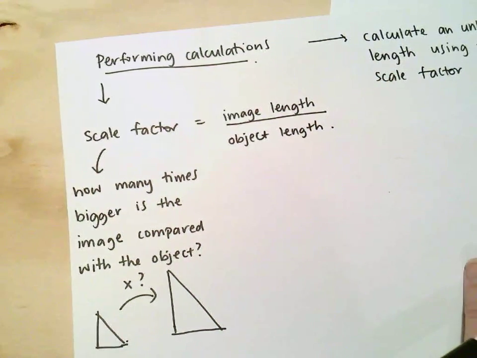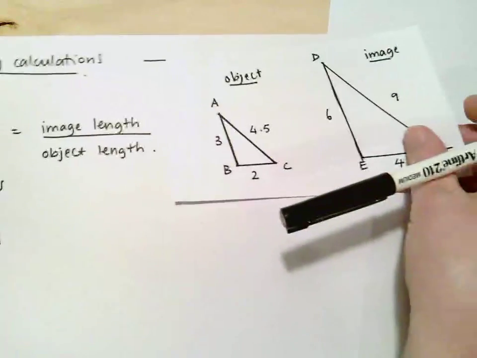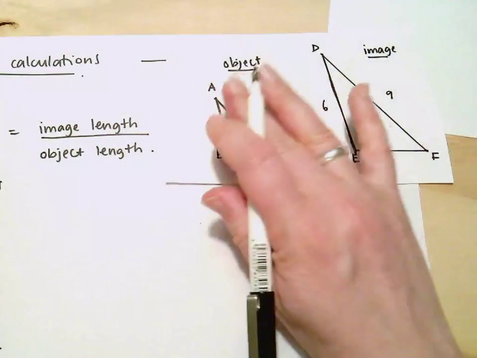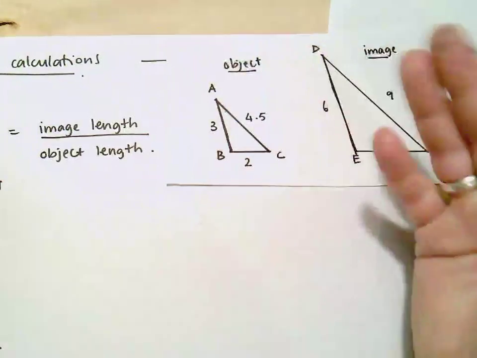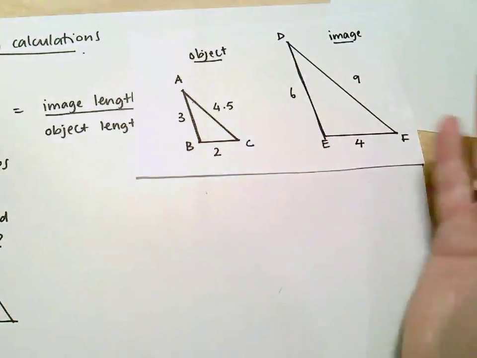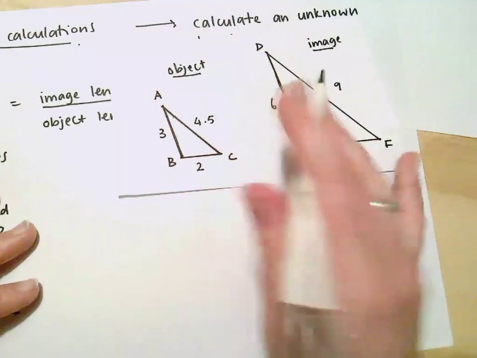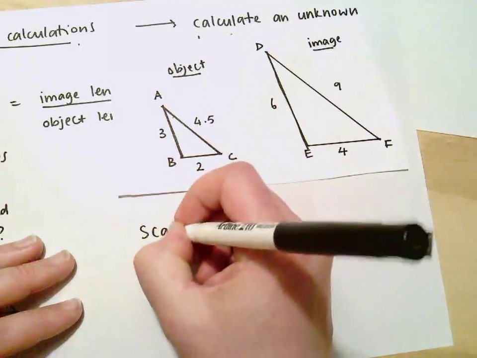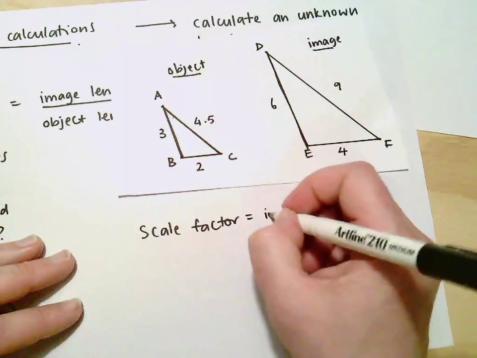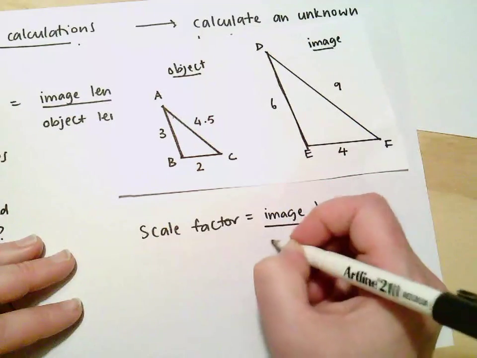So let's have a go at a calculation of scale factor. We'll go back to our triangles that we had in the last video. You can see I've got my image and I've got my object, and I've obviously worked out in the last video my different matching sides. So I'm going to choose any matching side to calculate the scale factor. It doesn't really matter. So my scale factor here is just an image length divided by an object length.